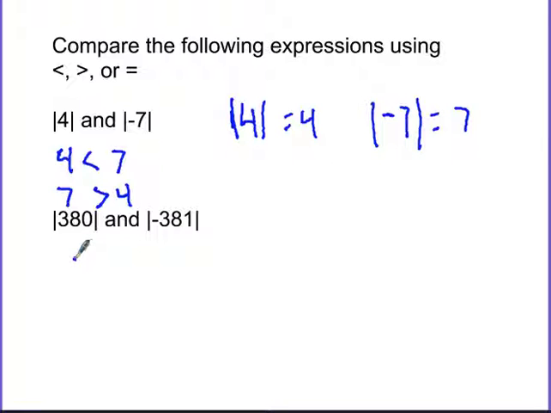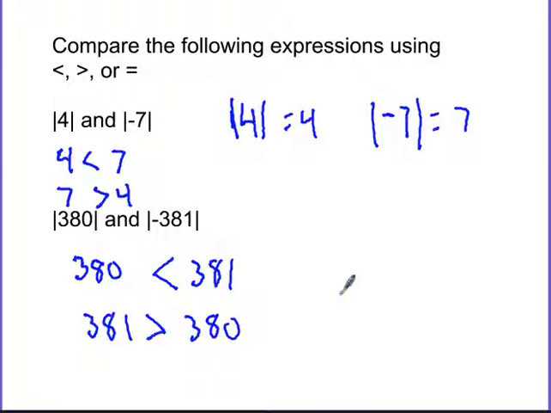Okay, so the absolute value of 380 is 380, and the absolute value of -381 is positive 381. All we're asking here is which one is further away from 0? Which one is further away from 0 of these two numbers? 381 is further away. So 381 is greater than 380, a greater distance away. Okay? Does that make sense? Yes. You have to do the absolute value before you do the inequality, before you make your sign.